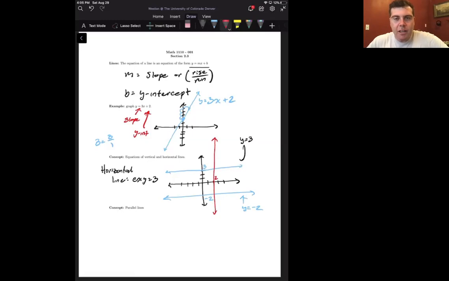Maybe pause the video and see if you can think about what the equation for this line would have to be. All right, so hopefully you came up with that it has to be x equals 2. Because no matter what y is, our x value is always 2. So it's independent of y. So our vertical line example is x equals 2.